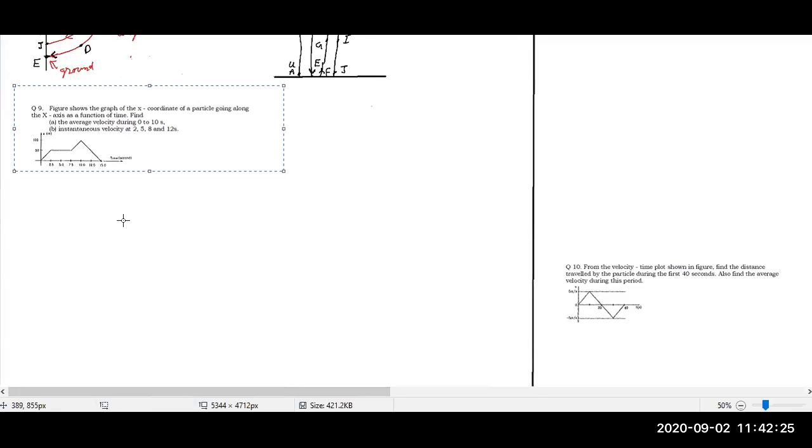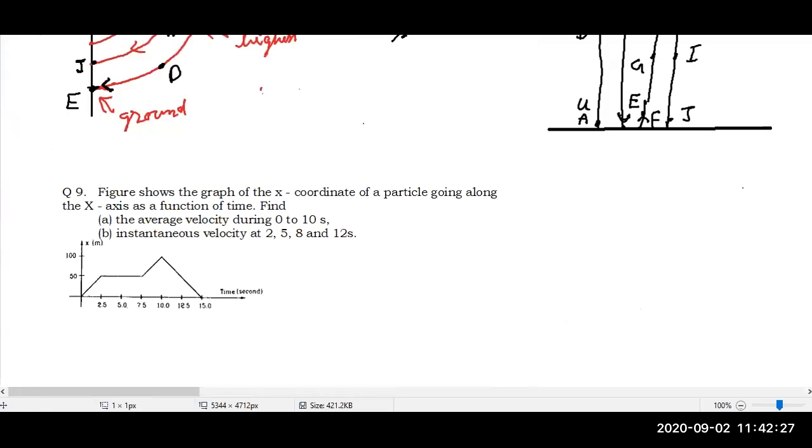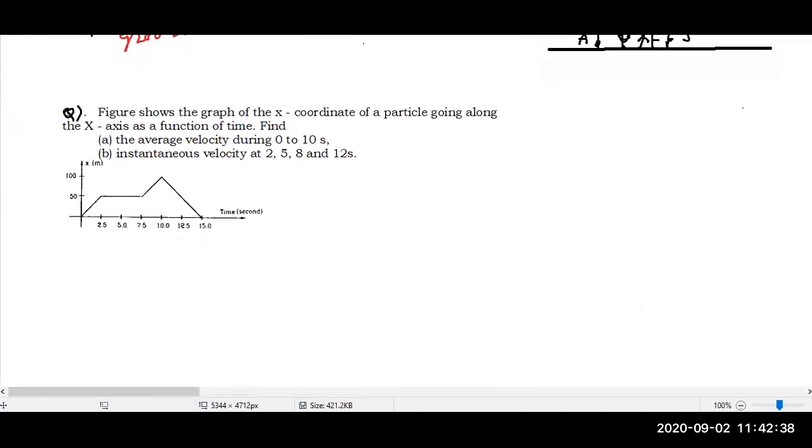This question. Okay, so this question is what? Figure shows the graph of x coordinate of a particle going along x-axis as a function of time. Find the average velocity during 0 to 10 seconds and instantaneous velocity at 2, 5 and 8 and 12 seconds. So first we will find the average velocity.